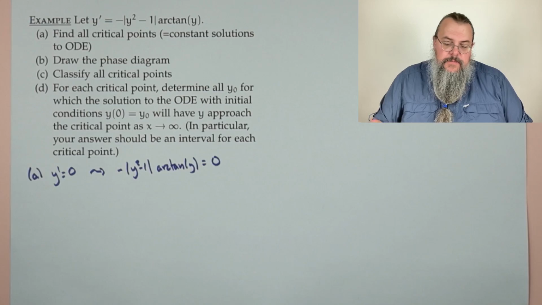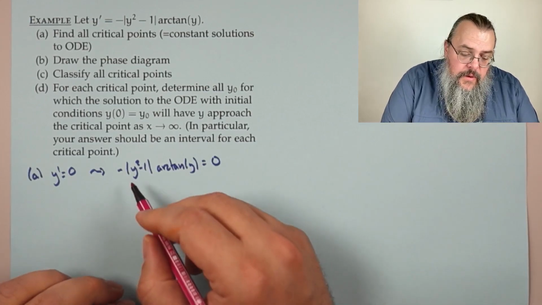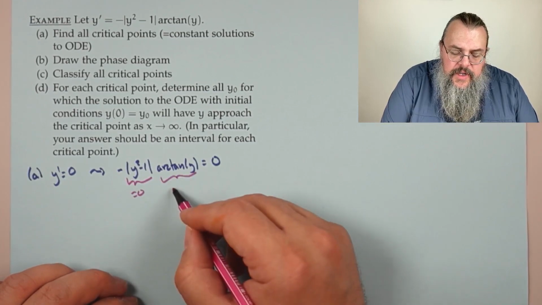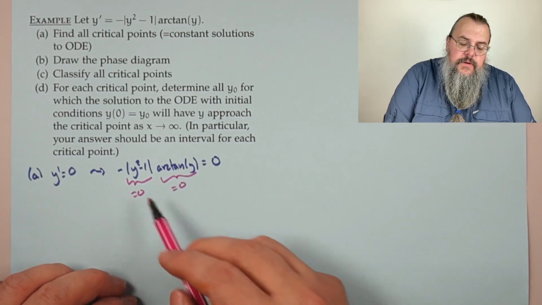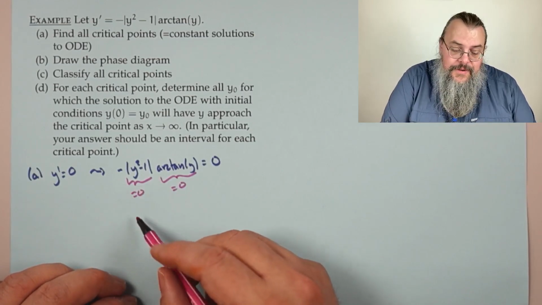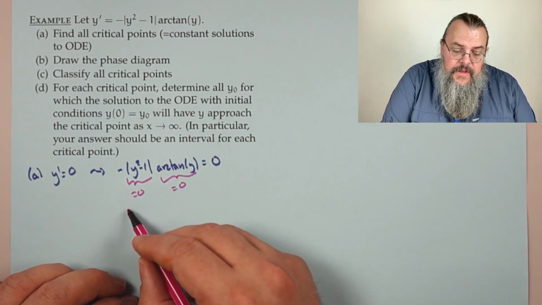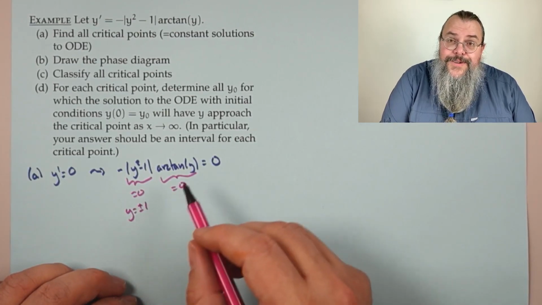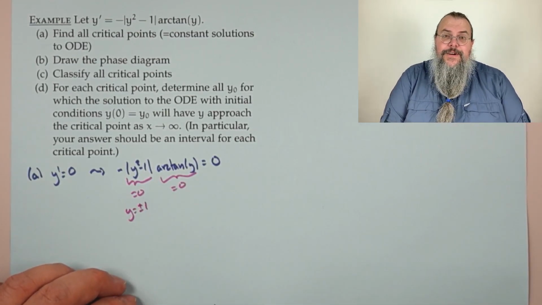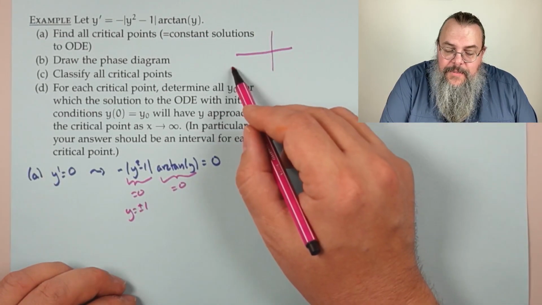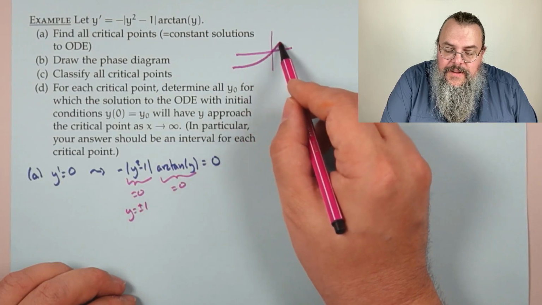And we take advantage of the fact that we have multiplication. So we say, all right, when does absolute value of y squared minus 1 equal 0? When does arctangent of y equal 0? Well, of course, the absolute value doesn't matter. When does y squared minus 1 equal 0? And the answer is y equals plus or minus 1. When does arctangent of y equal 0? Well, we all know the arctangent function by heart, I'm sure, but it looks something like this.